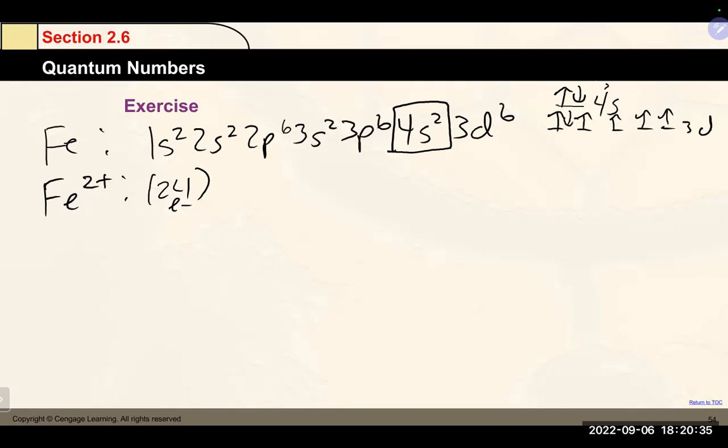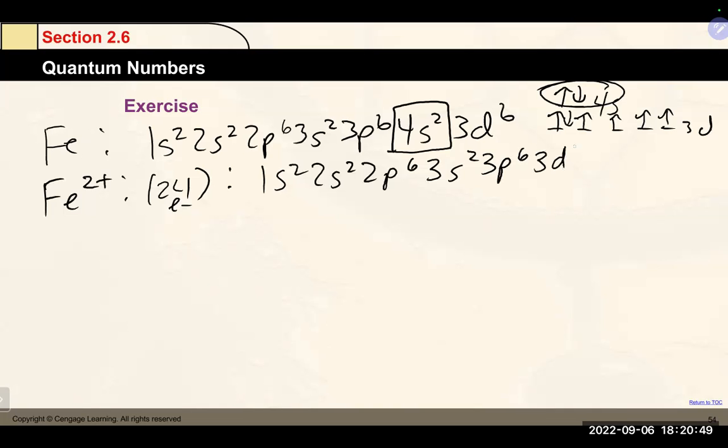In this case, the first 2 electrons that will go will be those 4s. So the electron configuration here would be 1s2, 2s2, 2p6, 3s2, 3p6, 3d6. Or, if you want to use a little notation, argon 3d6. Again, the 4s electrons always go.